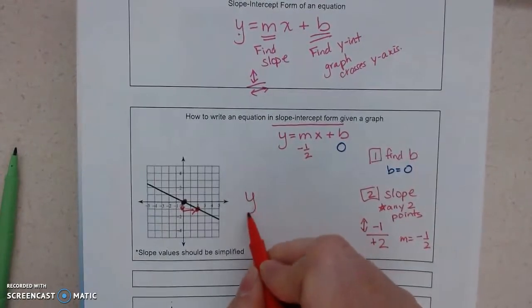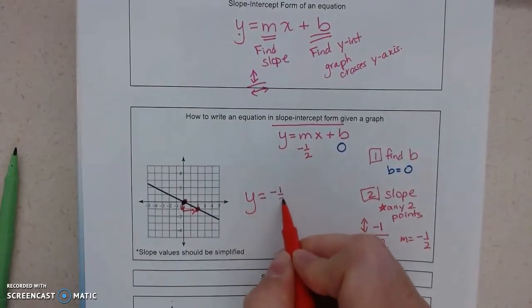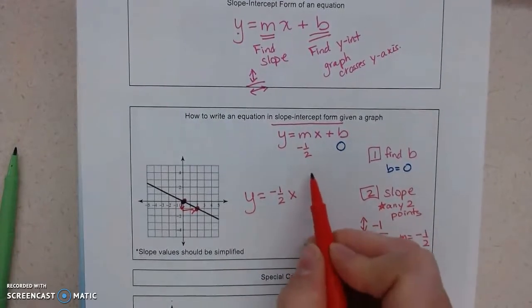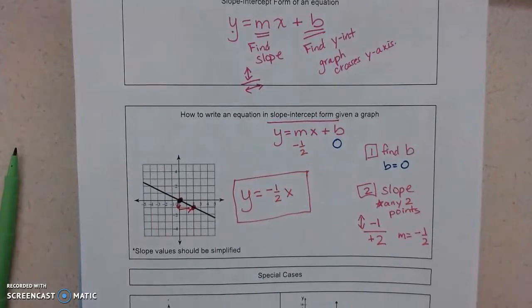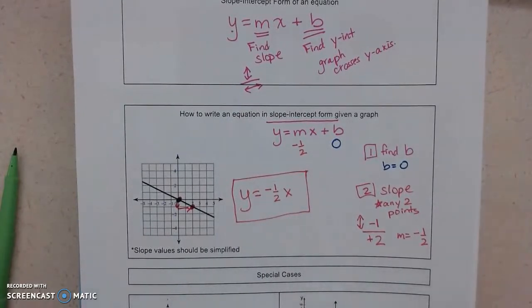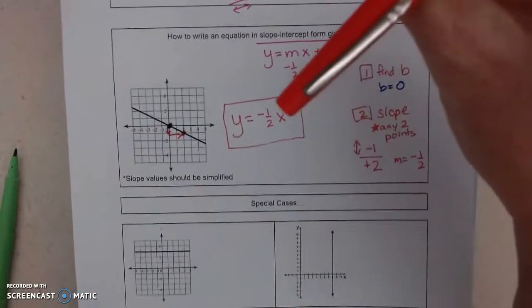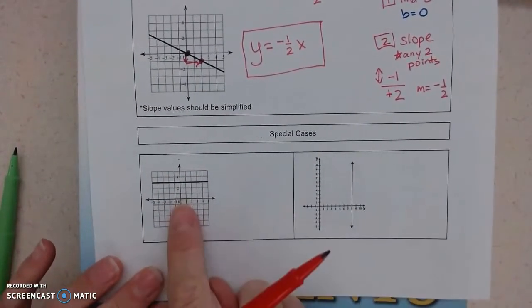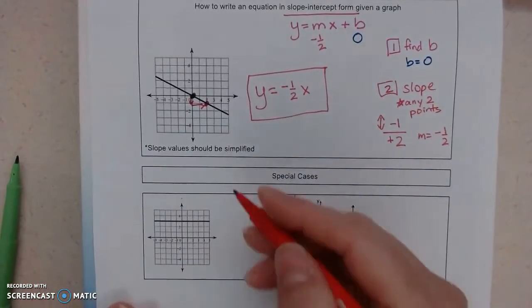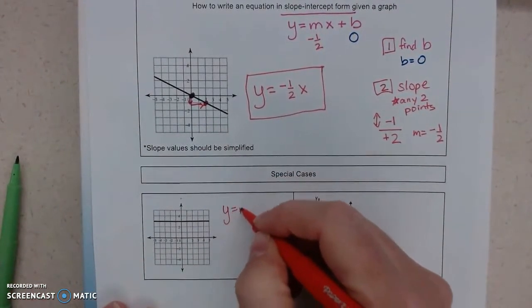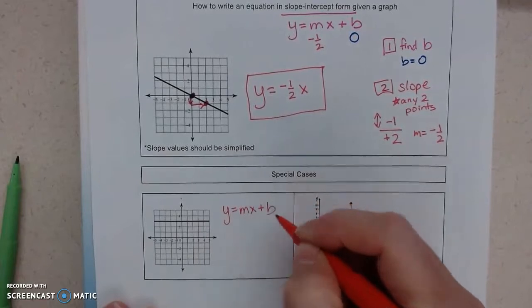So our final equation would be y equals -1/2 x, and we can write +0 or we can leave it out. Both would be acceptable. Now there are two special cases, and they're horizontal lines and vertical lines. So on the horizontal line, if you don't remember that it's a special case, we'll still start like normal.